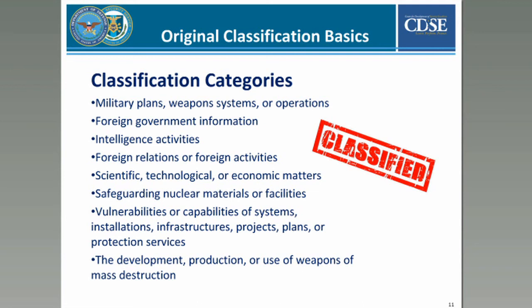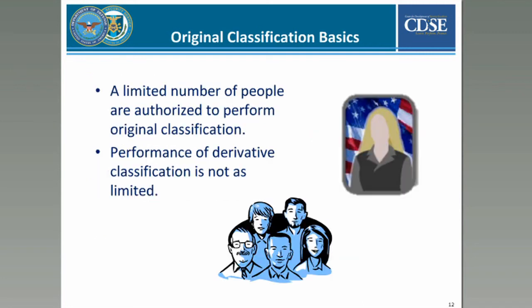Classifying information incurs costs, things like security clearances, physical security measures, and countermeasures. Therefore, original classifiers must be careful and consistent in their decision-making in order to minimize the cost impact, while ensuring the proper level of classification. If there is significant doubt about the need to classify, then the original classification authority should not classify that information.